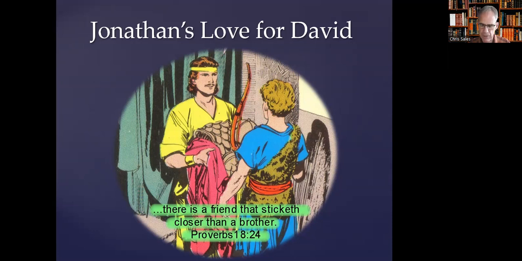Eliab, his eldest brother, heard when he spake unto the men, and Eliab's anger was kindled against David, and he said, 'Why did you come thither? And with whom hast thou left those few sheep in the wilderness? I know thy pride and the naughtiness of thy heart, for thou hast come down that thou mightest see the battle.' So his older brother was actually envious, angry, jealous, when he should have been encouraging David.